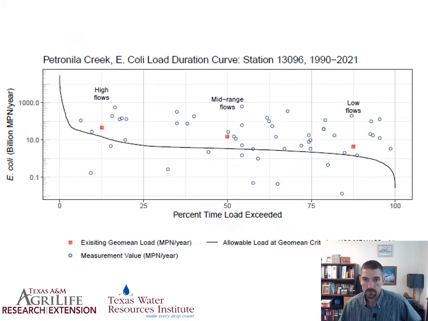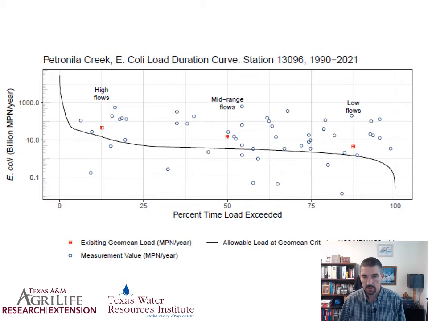The next one is the Petronila Creek load duration curve. And again, this is at station 13096 that's kind of there in the middle of the water body. Again, we did the same process. We calculated the loads of E. coli using that concentration and the flow data estimated from the USGS gauge, and then plotted them together and came up with a needed load reduction per flow category.